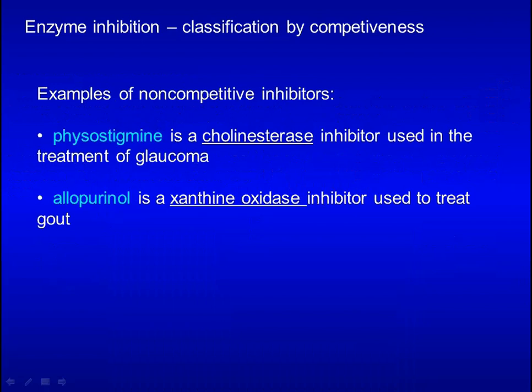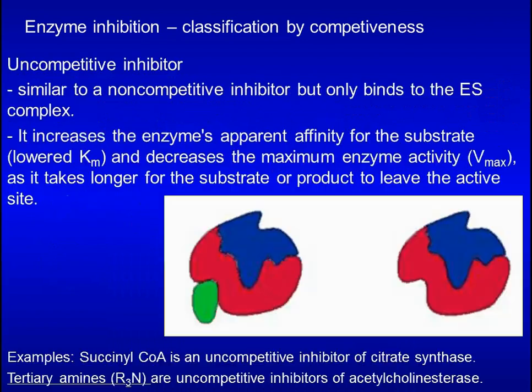Examples of non-competitive inhibitors include physostigmine and allopurinol. Uncompetitive inhibitors bind the enzyme substrate complex, or ES complex, at sites other than the active sites. It increases the apparent affinity for the substrate but decreases the maximum enzyme activity. For example, tertiary amines are uncompetitive inhibitors of acetylcholinesterase.